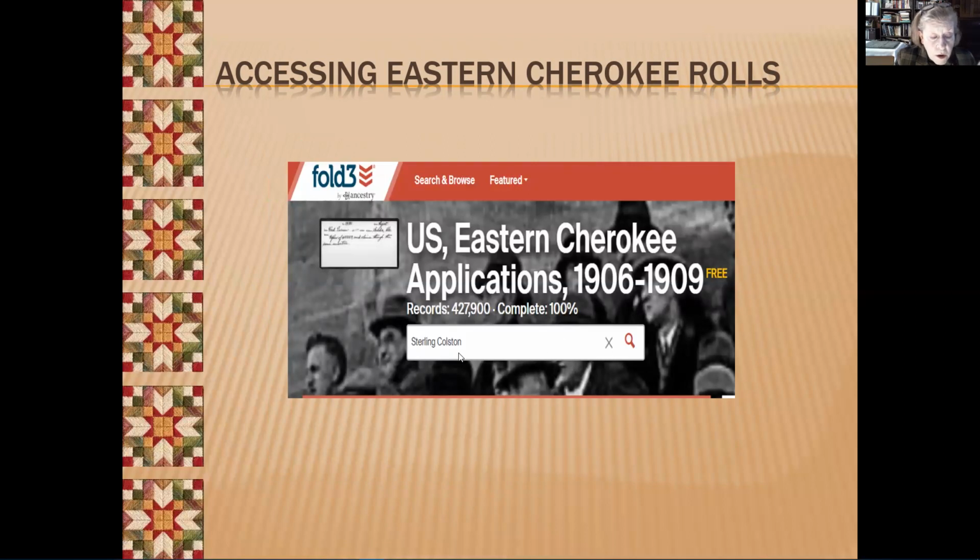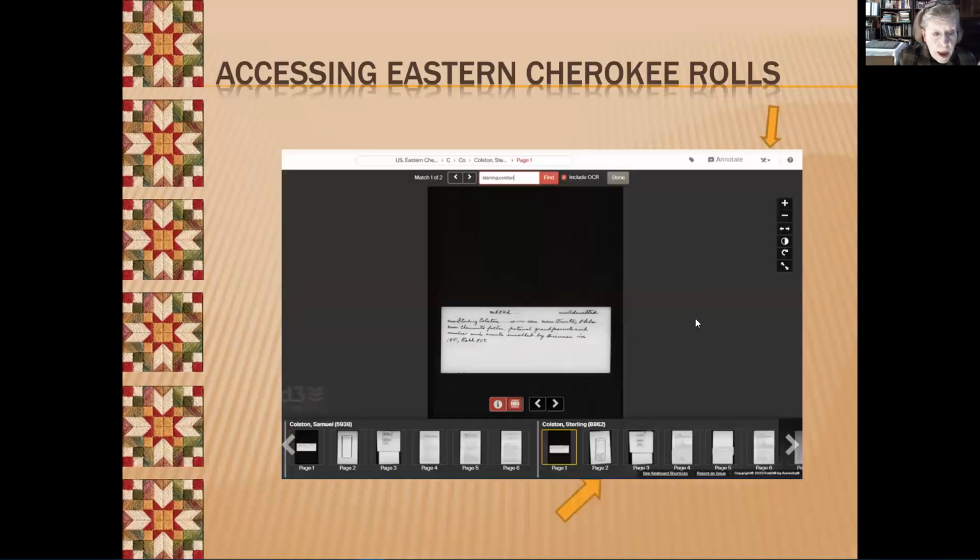The individual we're going to look at today as an example, his name is Sterling Colston. So we're going to click on him. And right away, it goes to this little film strip, and I think most everybody is used to using that. You can also use the arrows to go through the pages, and over on your toolbar here, you can make it larger. Here's the button to print or whatever you want to do here.